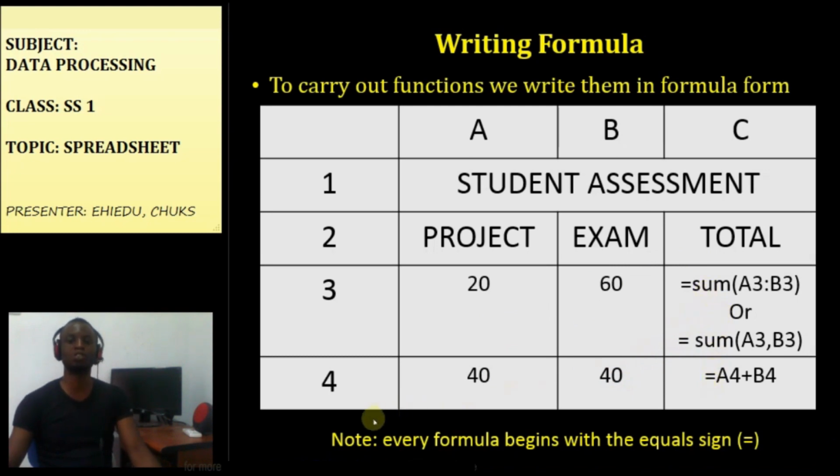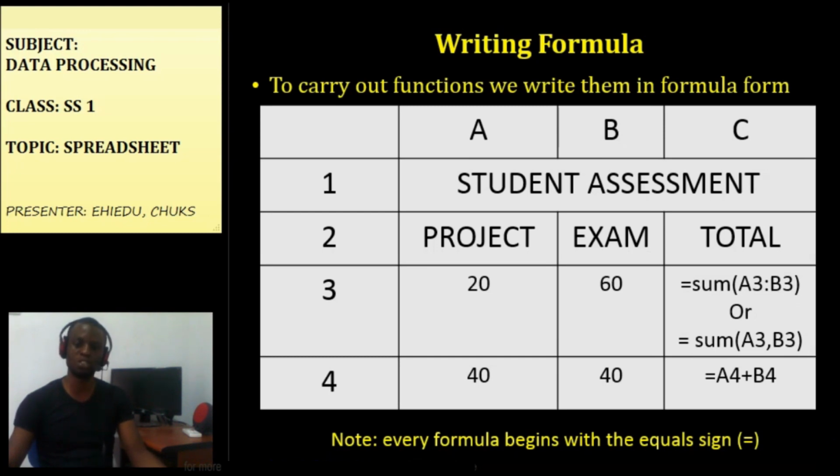Now it's important to note here that every formula begins with the equal sign. Every formula begins with the equals sign. Okay, now for example, total is usually to sum up. You are told to find the total, or write the formula you will use to calculate the total score of the third row. That is project and exam. The total score, 20 plus 60.